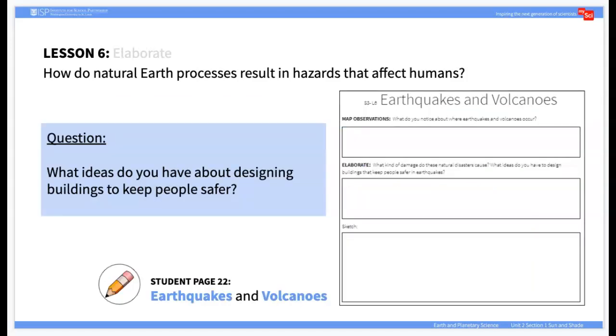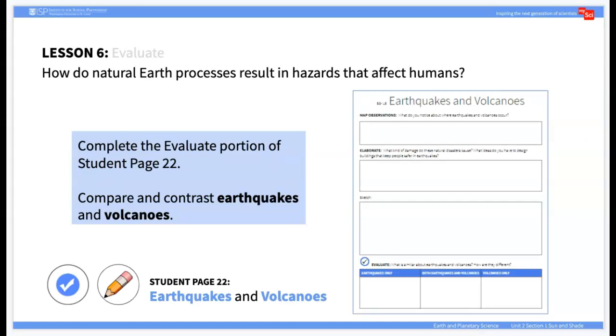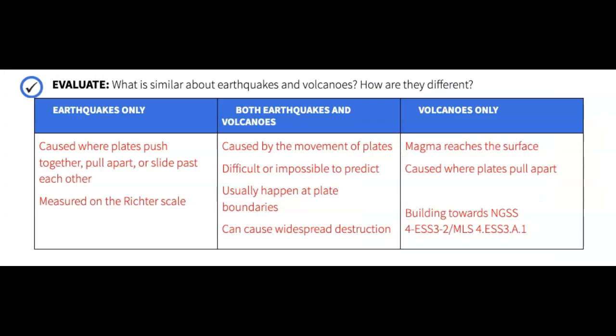In the Elaborate portion of this lesson, students will begin to develop their initial ideas about designing buildings to keep people safe. They will record these ideas as well as any initial sketches in their student journal. In the Evaluate portion of this lesson, students will complete a formative assessment. They will compare and contrast earthquakes and volcanoes.